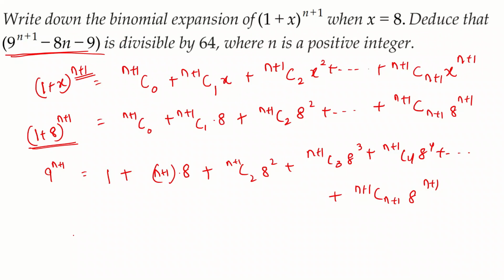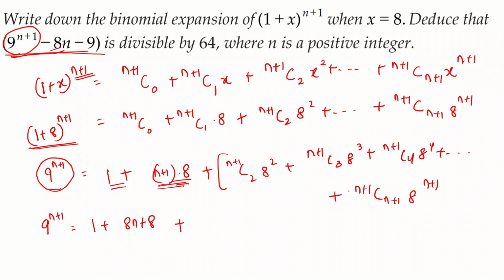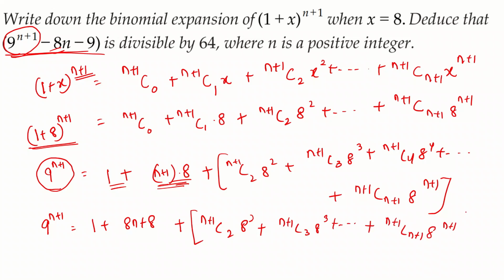Okay, so now what? Now you see we have got this term 9 to the power of n plus 1. We have also got 8n over here, we can multiply and we get 8n, and 8 plus 1 will give us 9, so we can actually find out the value of whatever is required. 1 plus 8n plus 8 and plus this thing we keep as it is, we don't mess with it, so it's n plus 1 c2 8 square plus n plus 1 c3 8 cube plus all the way up to n plus 1 c n plus 1 8 to the power of n plus 1. So this we don't touch now.